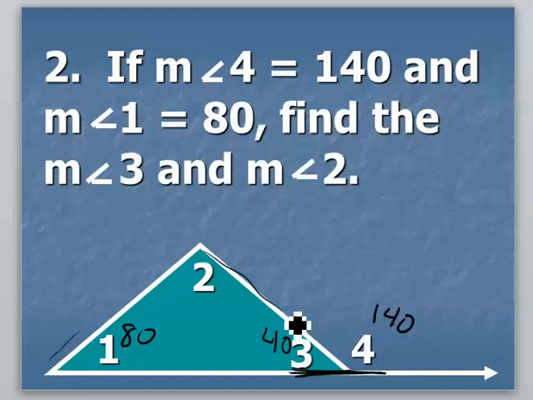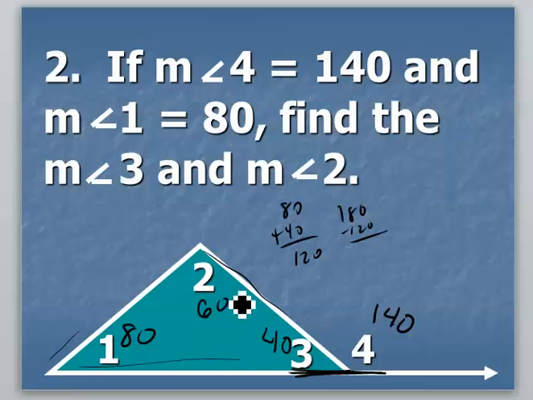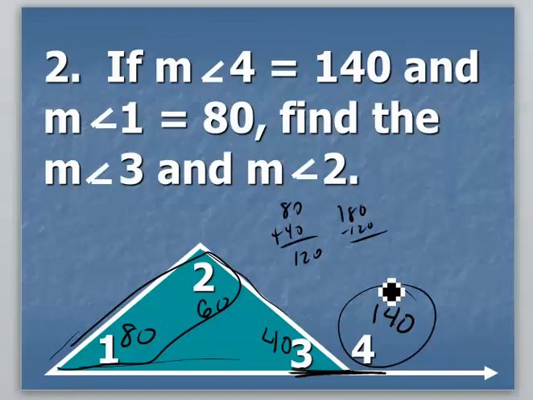I know my triangle has to add up to 180 degrees, so 80 and 40 is 120. And if I do 180 minus 120, I find that the measure of angle 2 is 60. I can use my exterior theorem to check this. My two remote interiors added together, 80 plus 60, should be the same as my exterior 140. And that works out. So my answers are the measure of angle 3 is 40 degrees and the measure of angle 2 is 60 degrees.